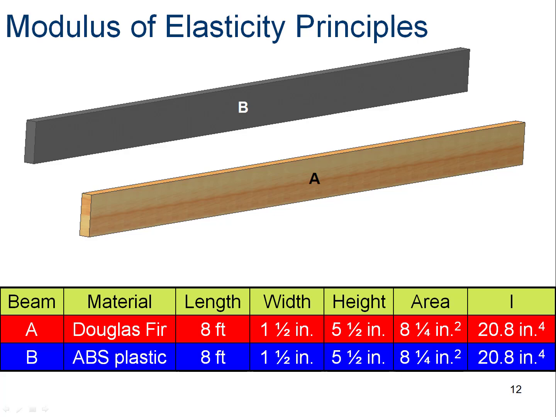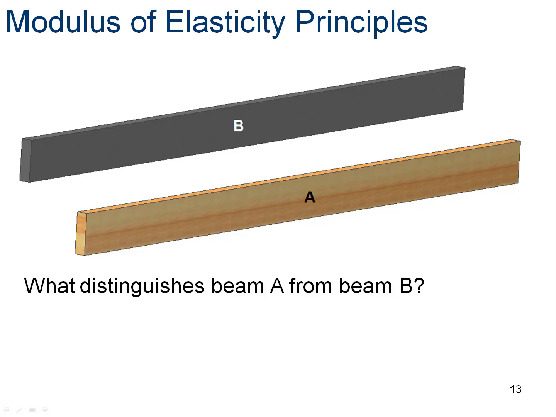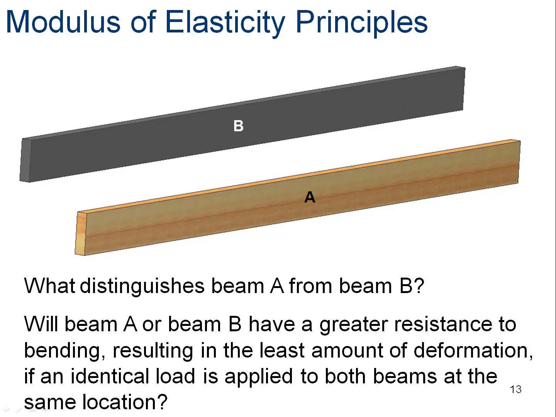So let's look at these two. I've got two beams here, A and B. One is Douglas fir, wood. The other is ABS plastic. Exactly the same dimensions, exactly the same moment of inertia. So the geometry provides the same stiffness, but the material is different. So really the only thing that distinguishes these two is the material. So what do you think will have more rigidity, A or B? The wood or the plastic with an identical load.